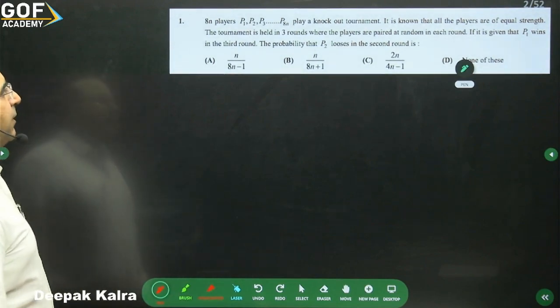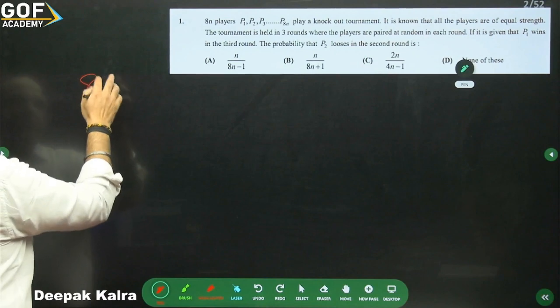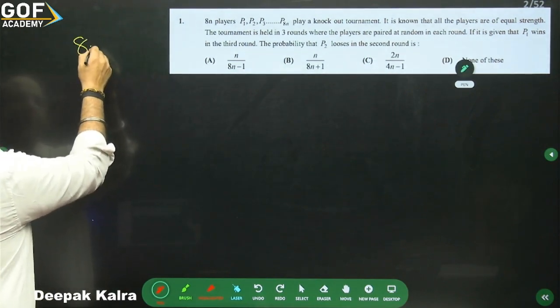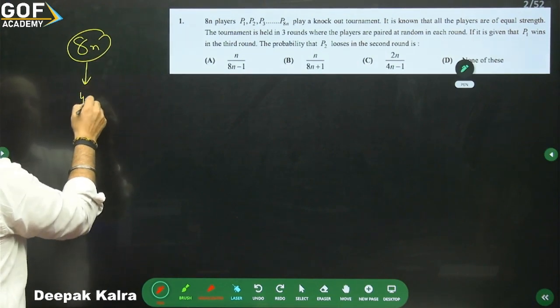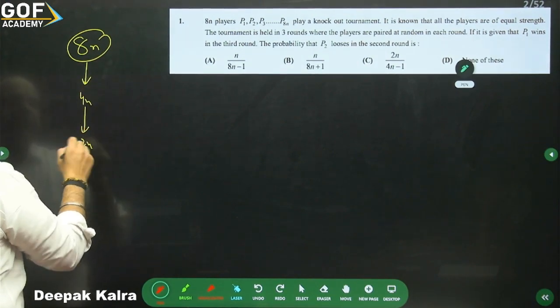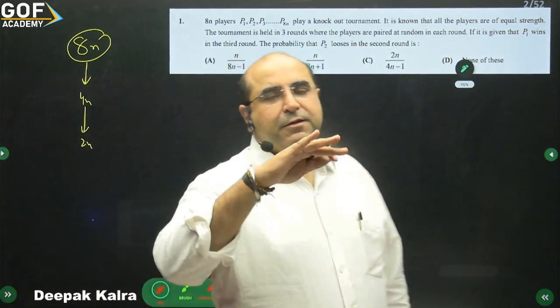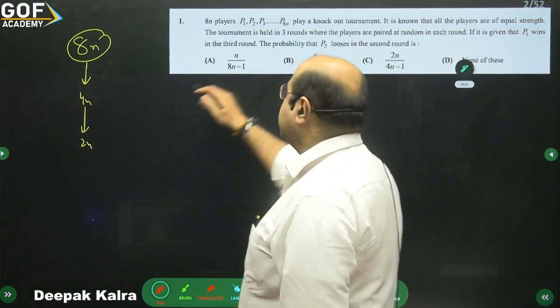What is being told in this? There are 8N players, right? Further, you have 4N players left. Further, there would be 2N players left. It is a knockout tournament, right? So what happened? The game goes in 3 rounds.